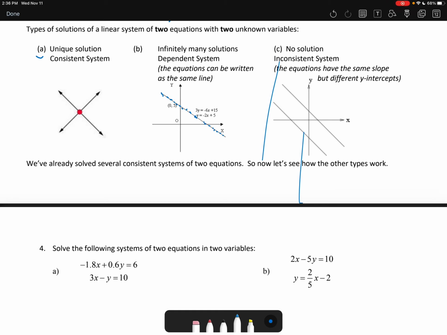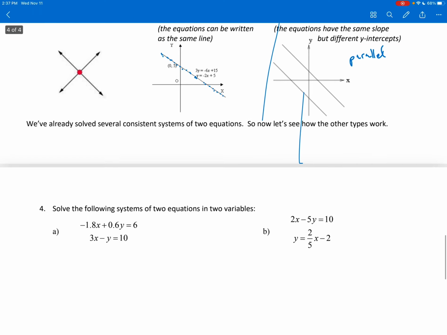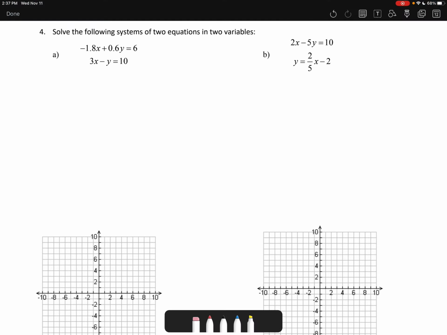The third solution that you can get is a no solution, an inconsistent system. That's when the equations have the same slope but different y-intercepts. They're parallel. Parallel lines. Where do they cross? Never. They never cross. So those are the two other types that we can have. So let's look at how those work when we're trying to solve them.